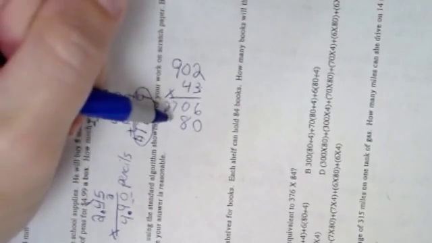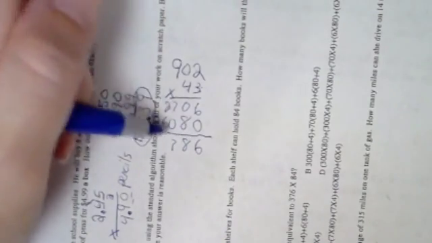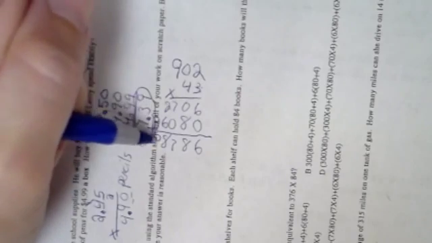3 times 2 is 6, 3 times 0 is 0, and 3 times 9 is 27. I scoot over to my tens digit, so I put a 0 as a placeholder. 4 times 2 is 8, 4 times 0 is 0, and 4 times 9 is 36, and I still ran into my words. I add our partial products, 6, 8, 7, 8, and that's a 3. So 38,786.